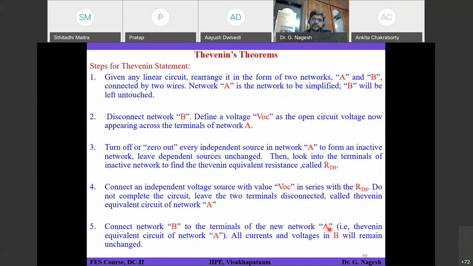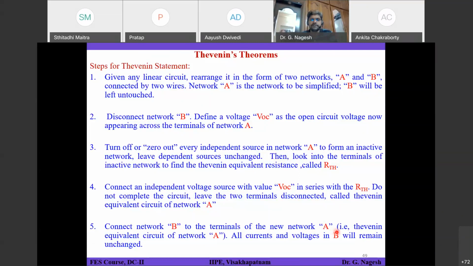Right, you understood? Break into two parts. Open circuit terminals will be there. Find out open circuit voltage across the open circuit terminals. Keep it aside. What is the equivalent resistance of the entire network when you are seeing into the open circuit terminals? That you find out. That is called Thevenin equivalent resistance, RTH. Connect VTH and RTH in series. That entire thing is called Thevenin equivalent circuit of the complex circuit. Thevenin's equivalent circuit you have found out for the complex network.